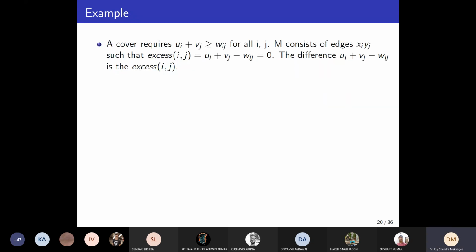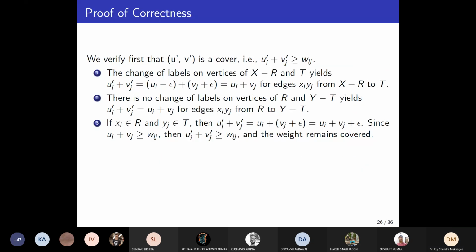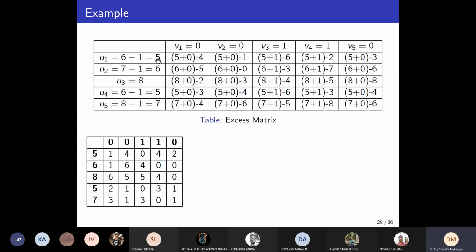Let me first show you the algorithm once, how it is working. So u1 becomes 6 minus 1 equal to 5, u2 becomes 7 minus 1 equal to 6, u3 remains 8. And v3 and v4 became 1. Now you see the total value: 5 plus 6 is 11, plus 8 is 19, plus 5 is 24, plus 7 is 31, 32, 33. So earlier this cover was 35, now it became 33.